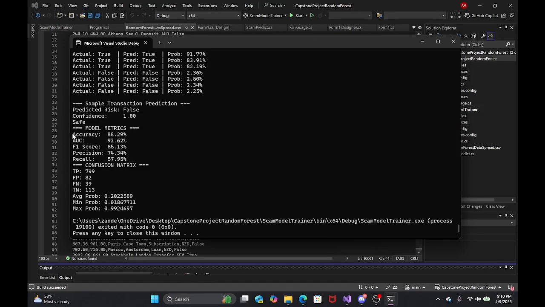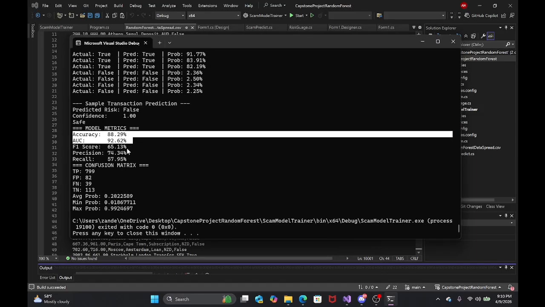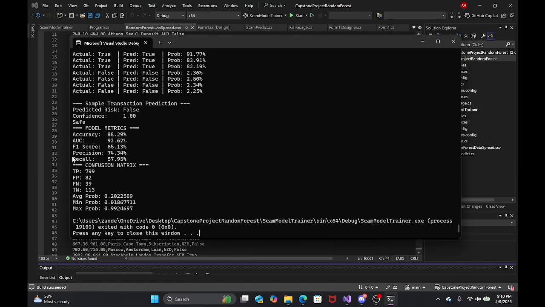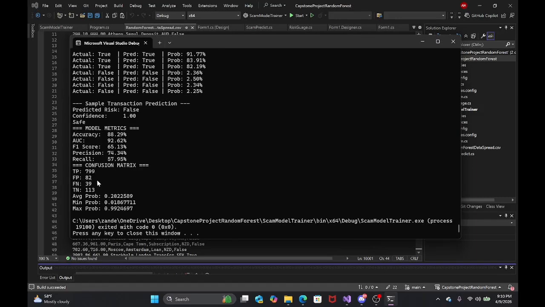We have our model metrics, which we'll get into: 88% accuracy, 92% area under the curve, which is pretty good. These are good. F1 score and recall, however, if you know machine learning algorithms pretty well, you could probably already understand what's happening here, which we'll get into later. And then our confusion matrix: almost 800 true positives, which is good. 113 true negatives, which is good. False positives, this is okay. I'd rather have a false positive over a false negative. False positives are fine. False negatives are bad. The lower this number is, the better.